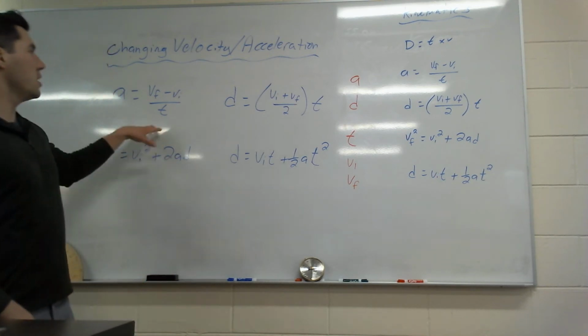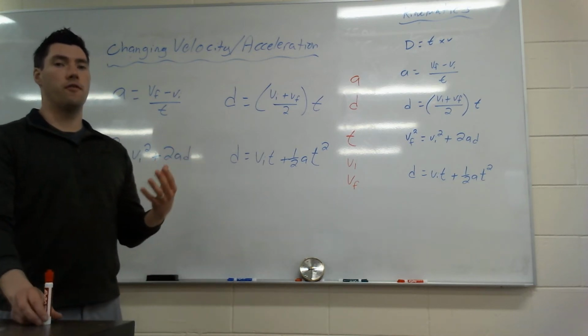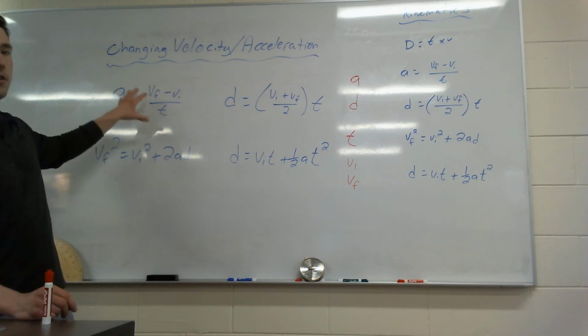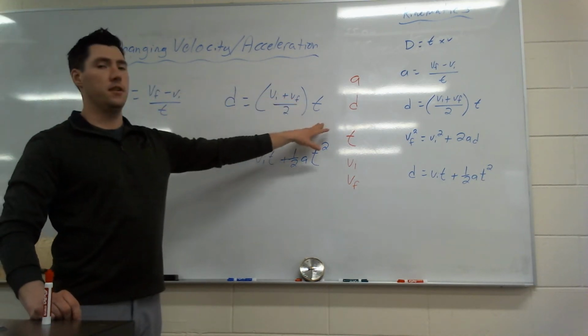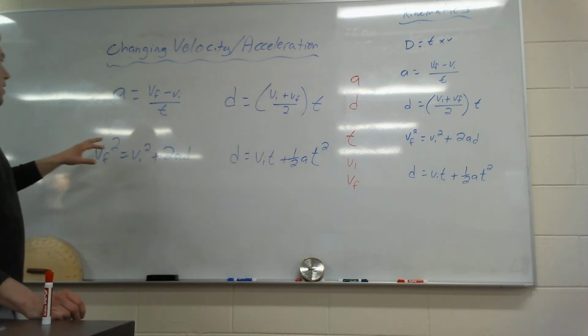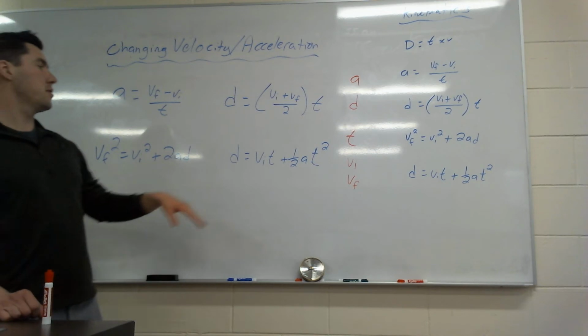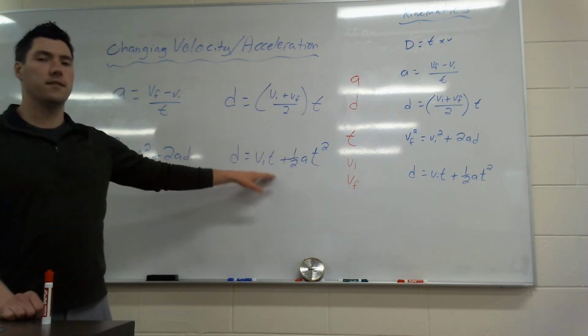And so what's interesting is each equation here has 4 of your variables. So you have A, VF, VI, T. There's no distance. Okay? In this one over here, we have D, VI, VF, and T. So there's no acceleration in this one. This one, VF, VI, A, D. There's no time in this one. This one, distance, VIT, A, and T squared. But we have no velocity final in this one.